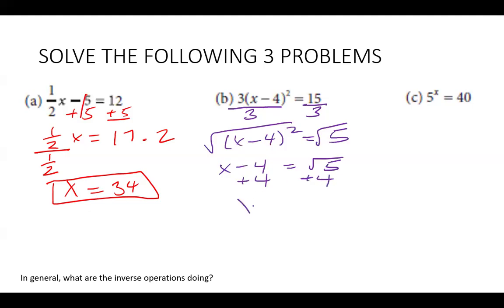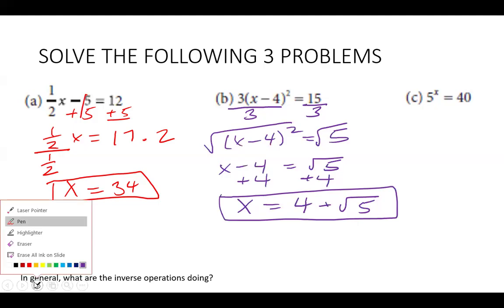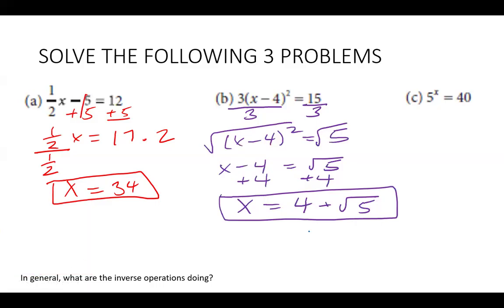Okay, so now we're left with x equals 4 plus the square root of 5. And that is all I need to do. X is now by itself. Because it's not exact, there's no need for me to approximate. Good question. Unless it asks you to approximate, estimate, or round, the exact is what you're always going to give in most advanced math classes.